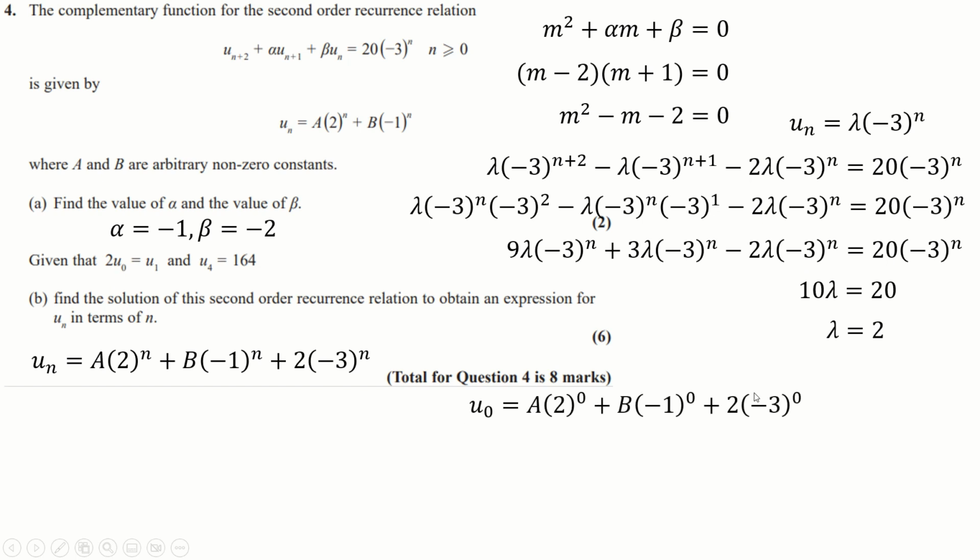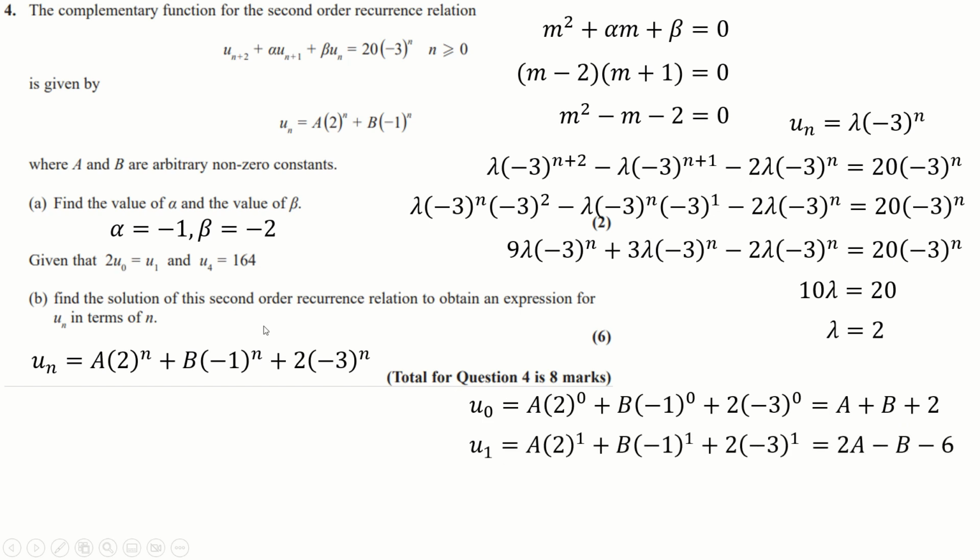Of course, all these zeros just become ones, essentially, so we get this. u1 is what happens when you put 1 into here, and that's equal to this, except it's told you that 2 lots of this one is equal to this one. So we can do that, and we can actually solve for b straight away. And then we can look at the last condition here.